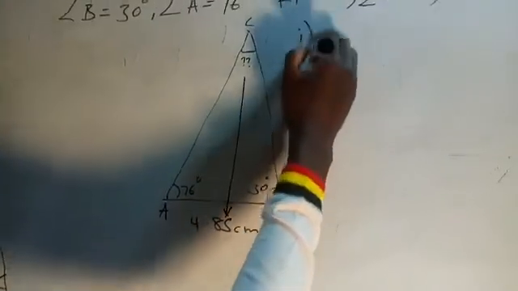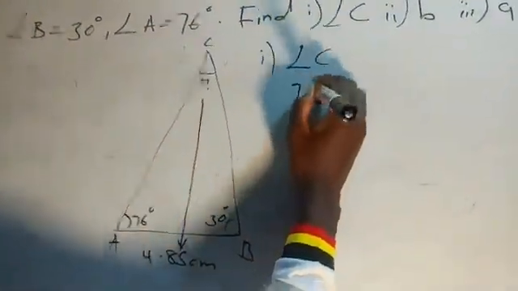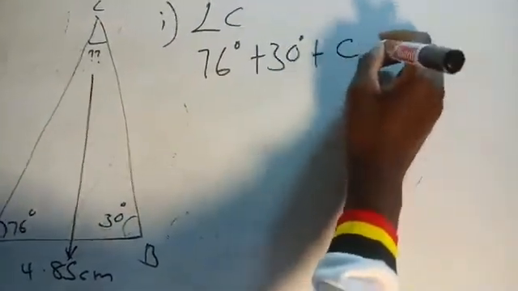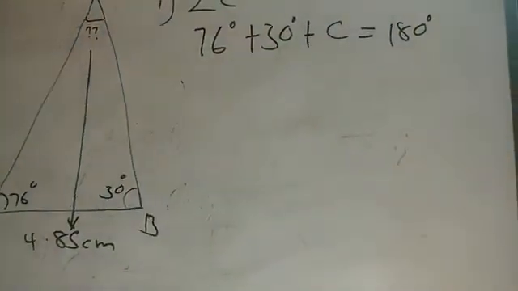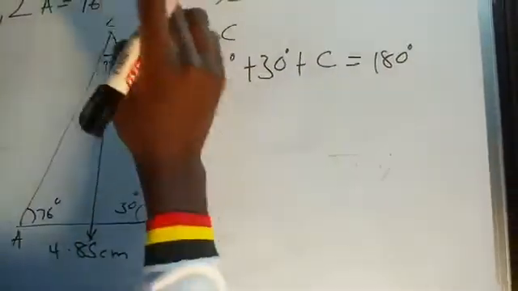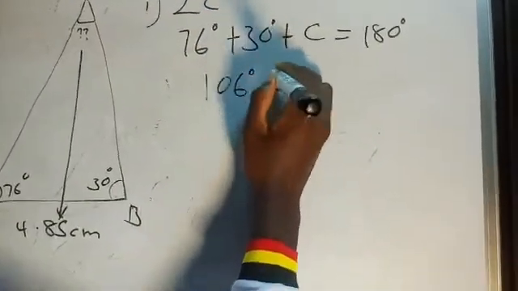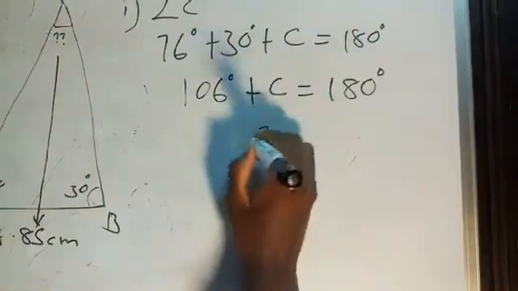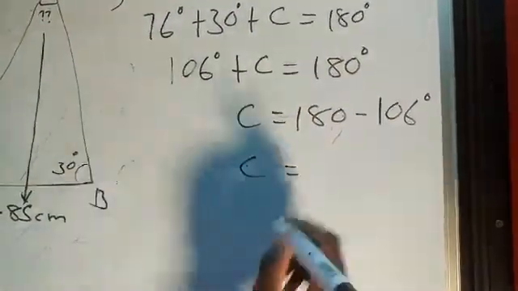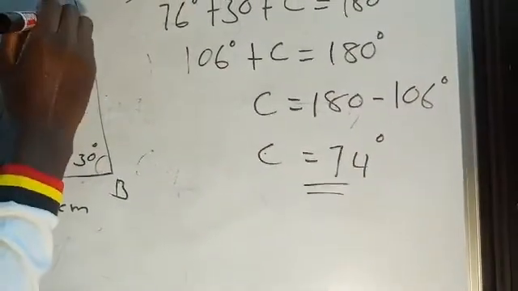And the first question is saying to find angle C. 76 degrees plus 30 degrees plus C equals 180 degrees, becoming 106 degrees plus C equals 180 degrees, C equals 180 minus 106 degrees, C equaling 74 degrees. So our C here is 74 degrees.